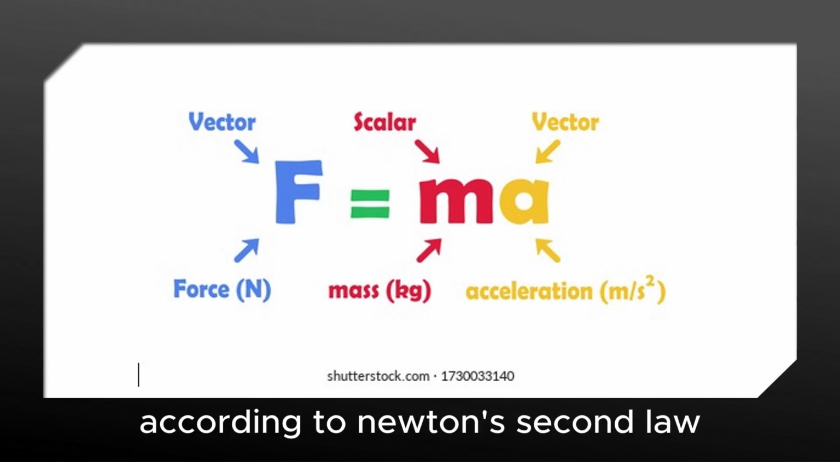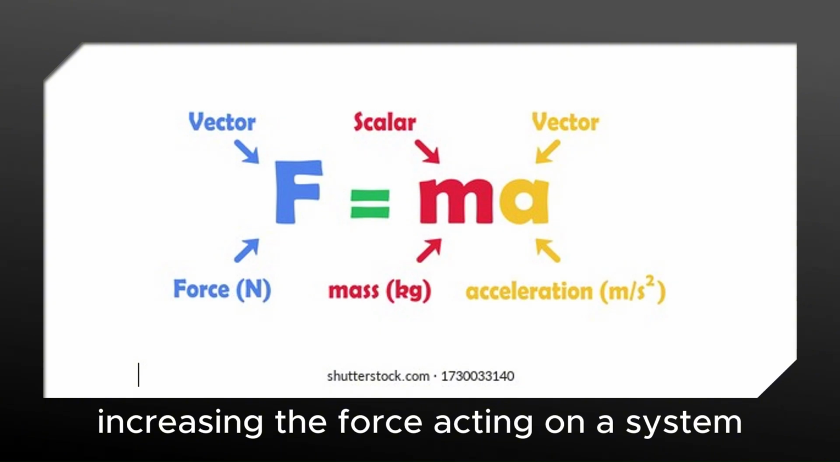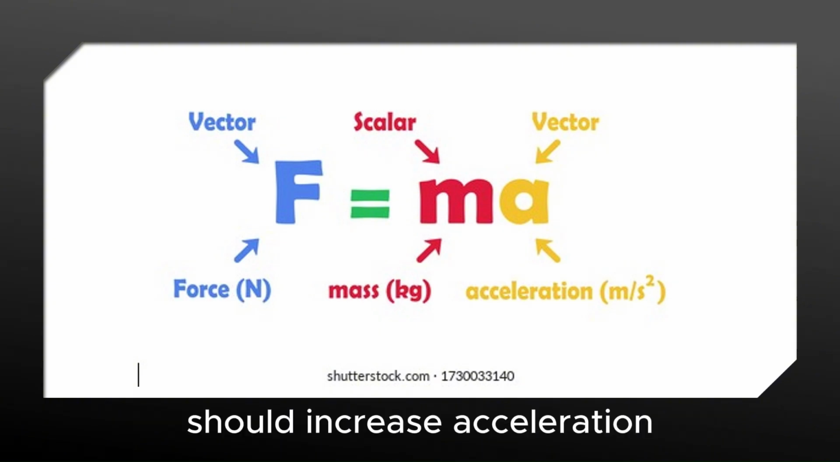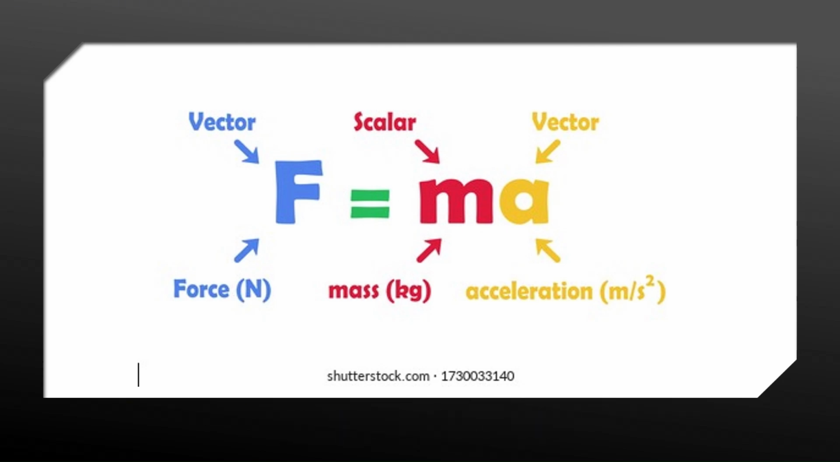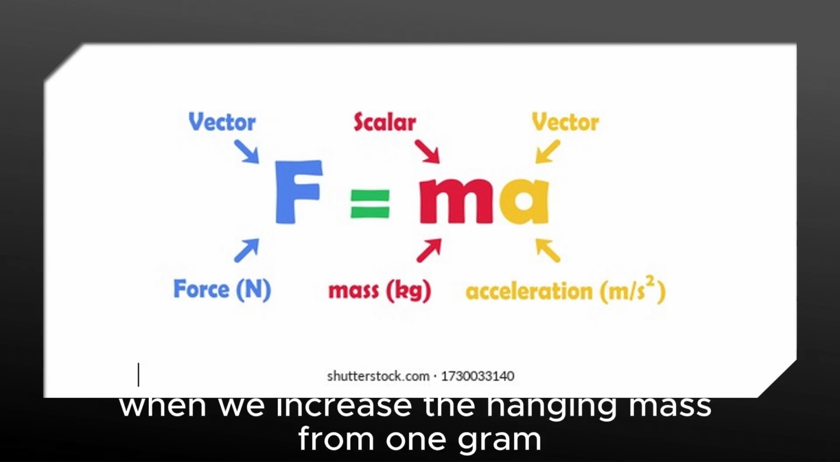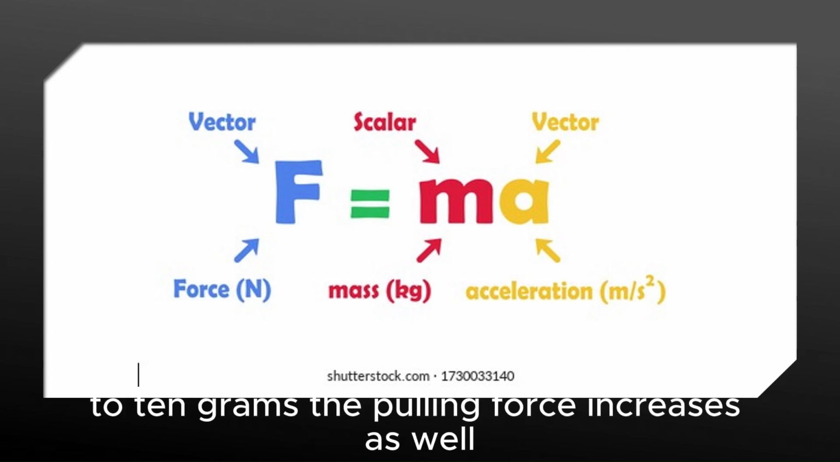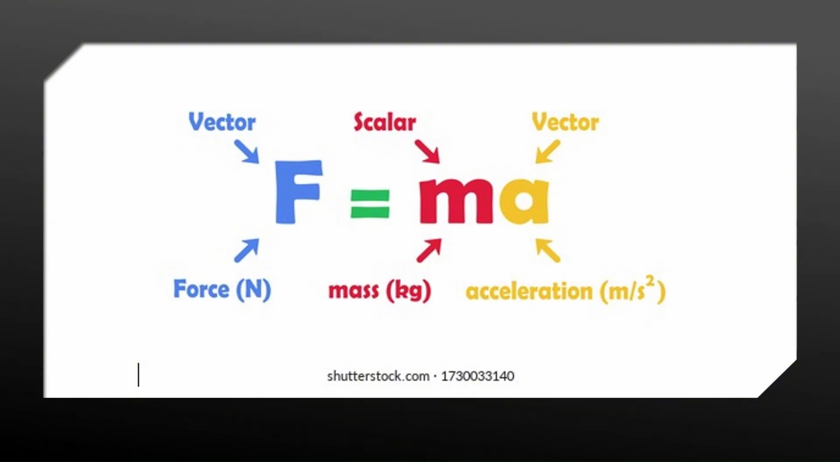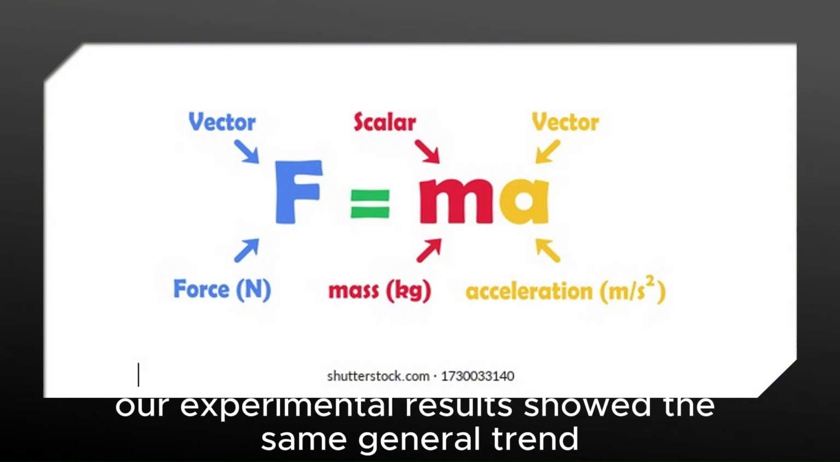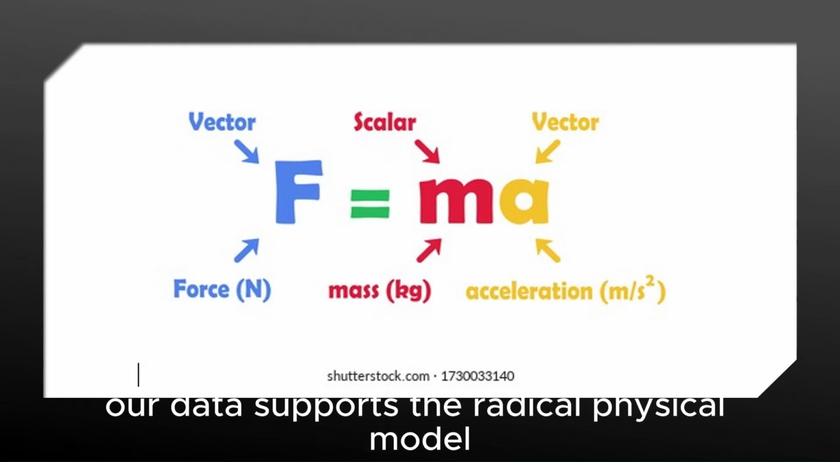According to Newton's second law, increasing the force acting on a system should increase acceleration. In this experiment, the hanging mass creates the force that pulls the glider along the track. When we increased the hanging mass from 1 gram to 10 grams, the pulling force increased as well, which caused acceleration to increase. Our experimental results showed the same general trend, which means our data supports the theoretical physical model.